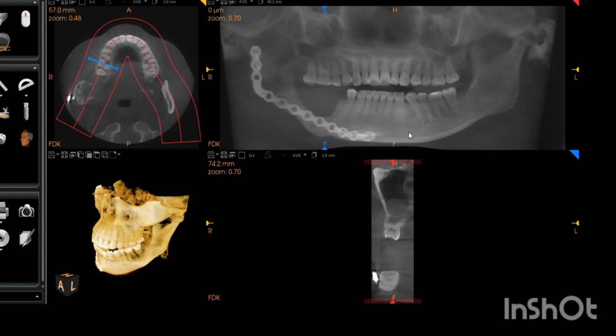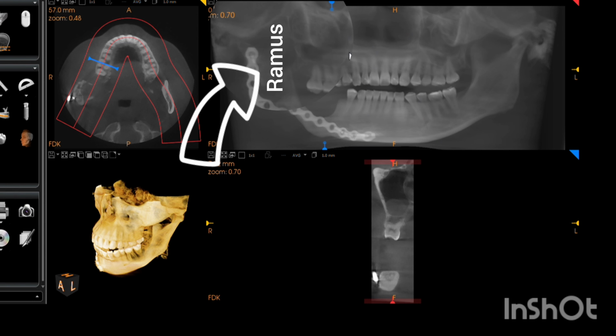Now the question arises, is something wrong here in this region? This is very good. This seems to be very perfect. It is very smooth, it is very well defined. The tumor has been removed, the plate has been placed, and things seem to be very good. But something is wrong here. Now what is this? This is the ramus.